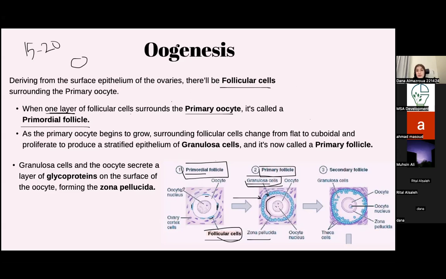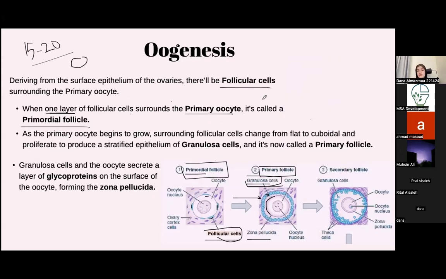So we have them stuck at prophase 1 for the oocyte. Every month in the menstrual cycle, this process happens. 15 to 20 follicles start to mature, and only one is going to be released. The follicles divide by mitotic division, so the layers grow. Yes, basically.